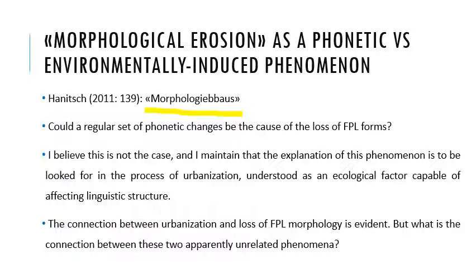You could count the exceptions to this rule on the fingers of one hand, even if your hand was missing some fingers. However, saying that some type of correlation exists between urbanization and erosion of feminine plural forms is not enough. As I said, the coincidence of the two phenomena is so extensive, so pervasive, that they are bound to be connected somehow. But what is the nature? What is the exact nature of this connection?